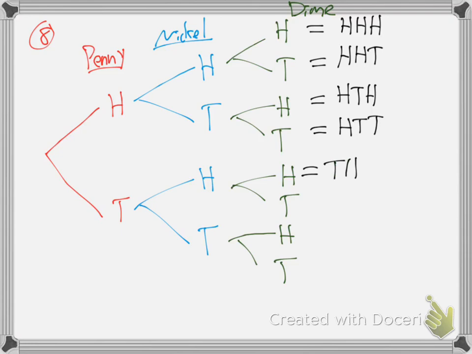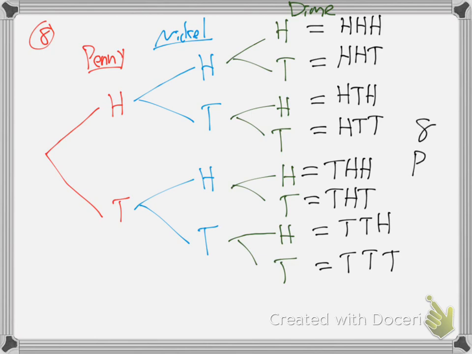Tail, head, head. Tail, head, tail. Tail, tail, head. And tail, tail, tail. How many different things can happen? There's 8 possible, huh? 8 possible results. Does that make sense with the branching? Yes. Picture it in your mind.